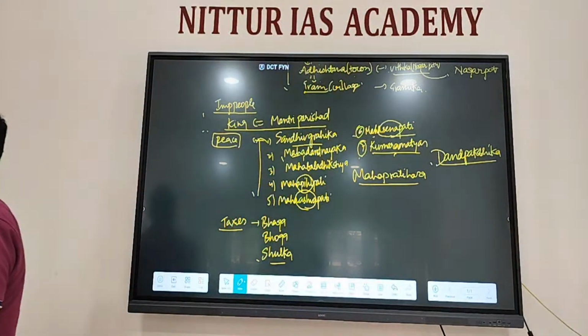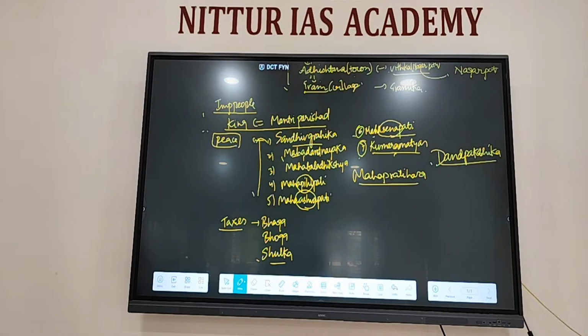These three are common: what we have discussed earlier, Bhag, Bhoga, and Shulka. Bhoga and Shulka followed in Indus Valley times. But there are certain other taxes that are mentioned.